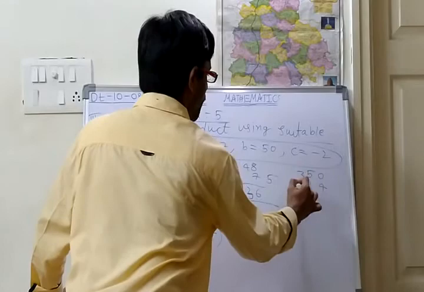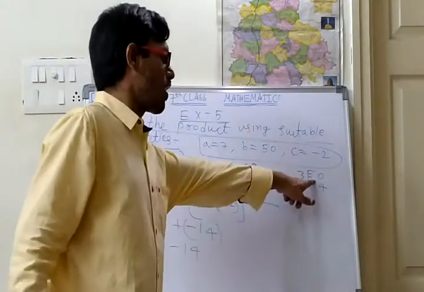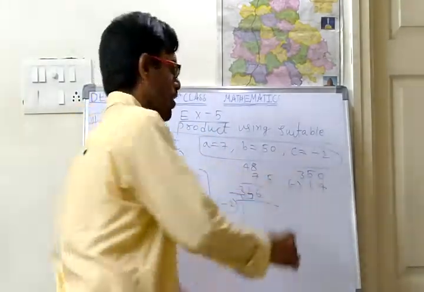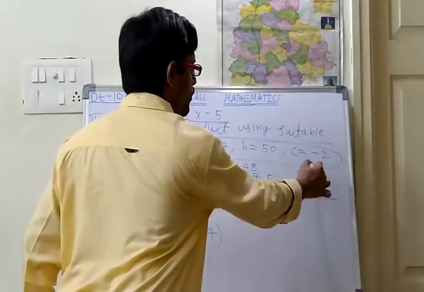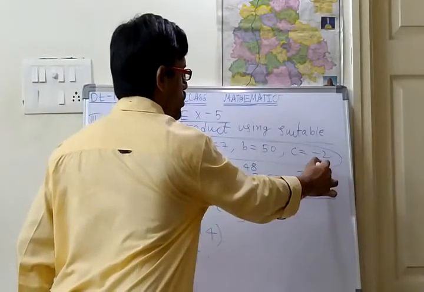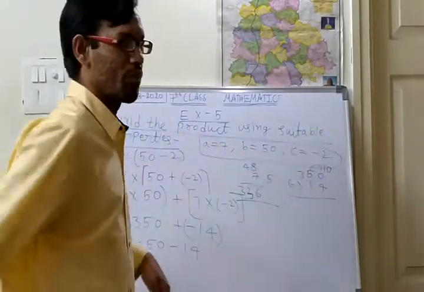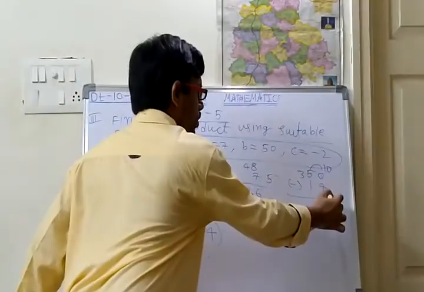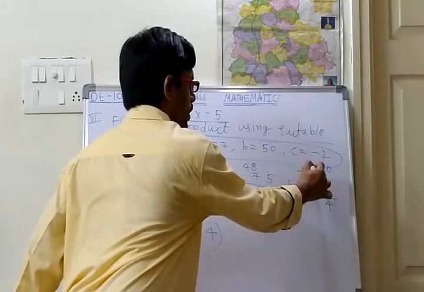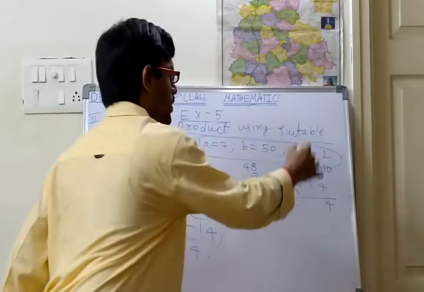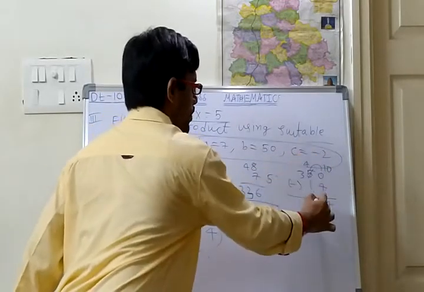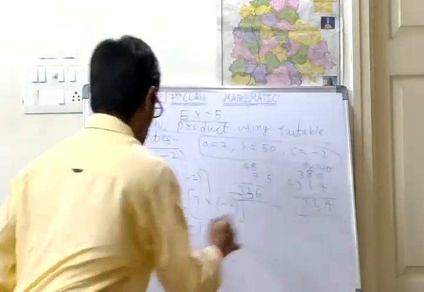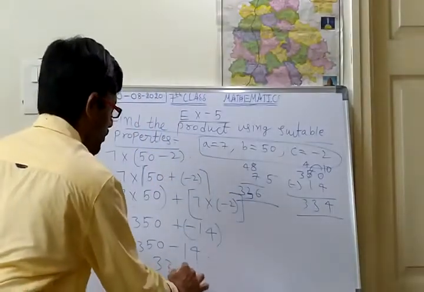So for subtractions, the above number should always be greater than the below number. So 350 minus 14, 0 minus 4 we can't. So we have to borrow 10 from the next place. So 10 minus 4, 4. Next, reducing one place, so 4 minus 1, 3. So 334. The same result came.